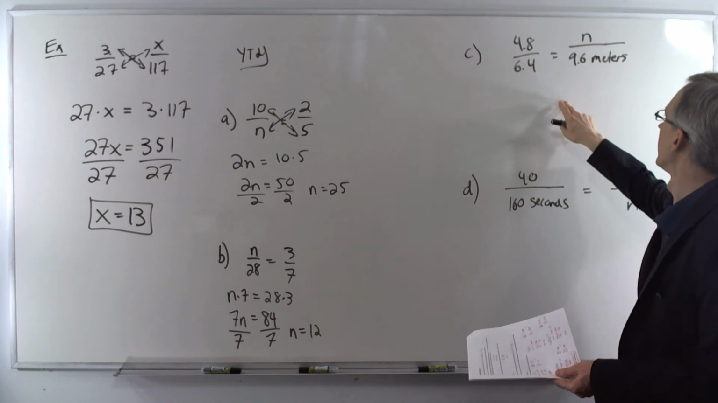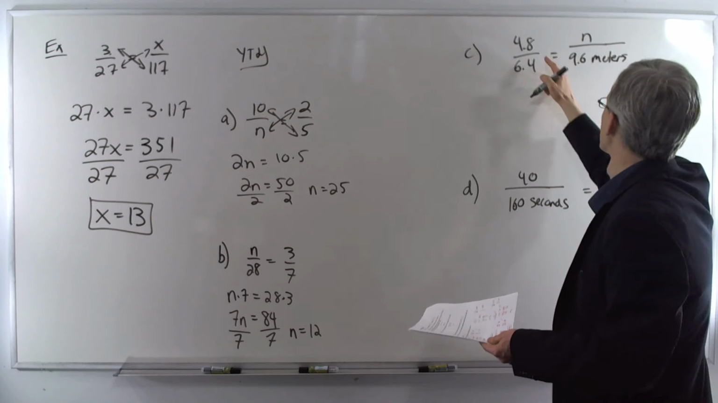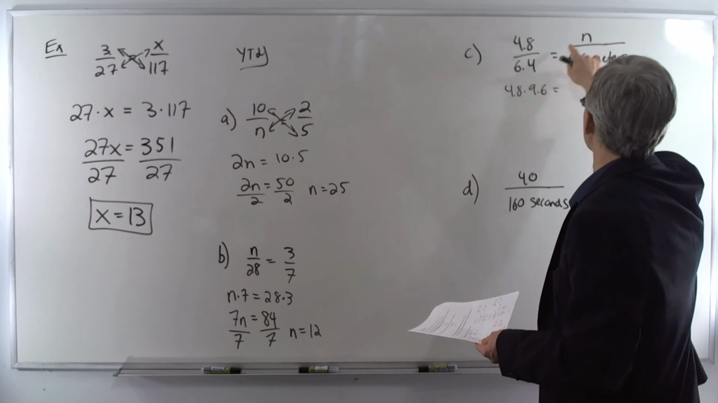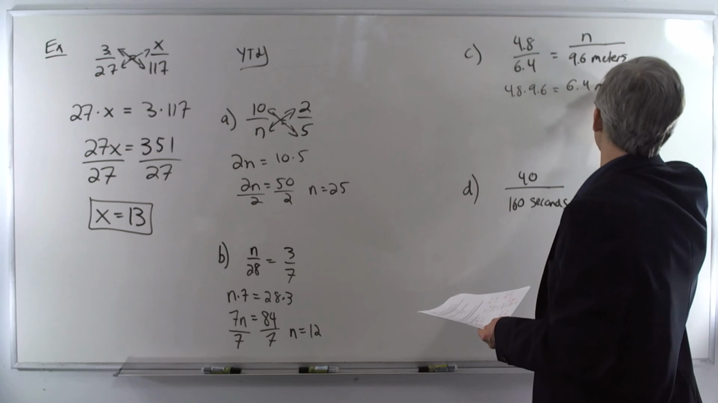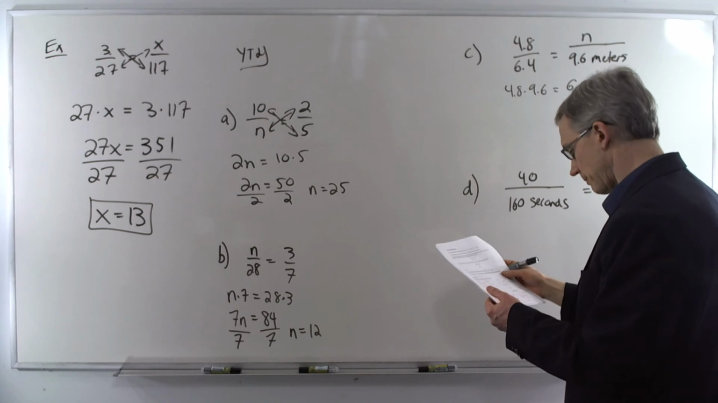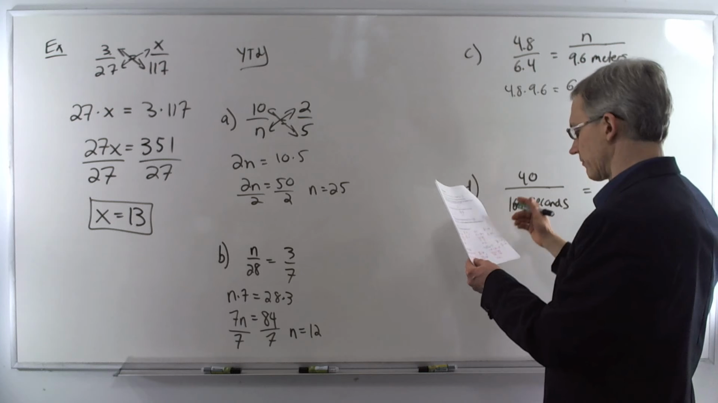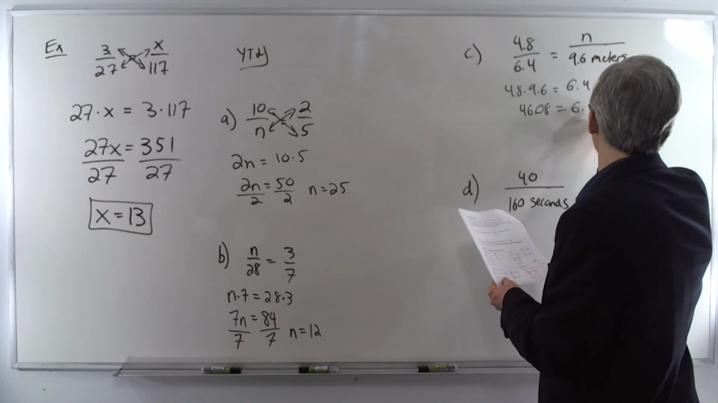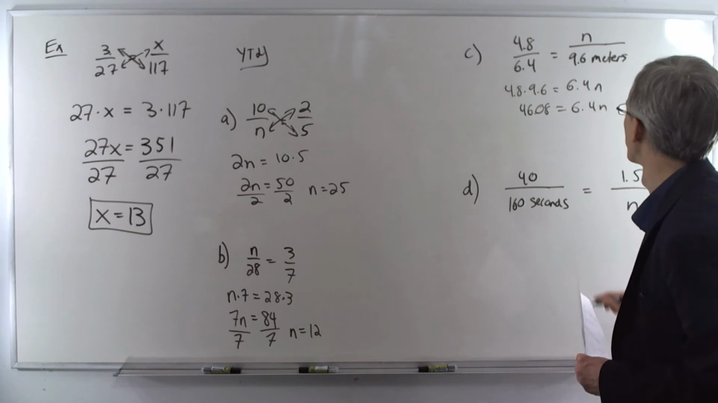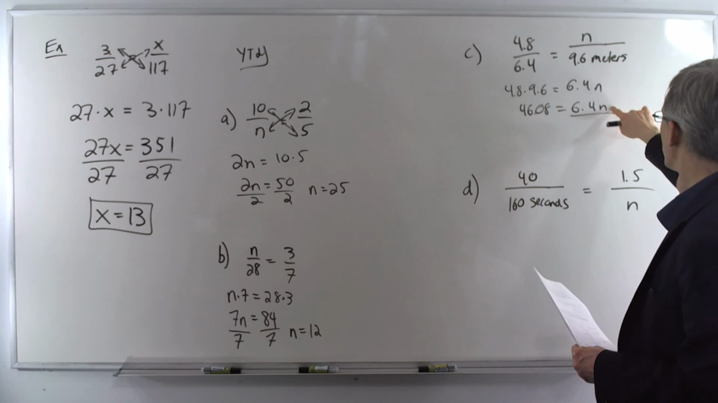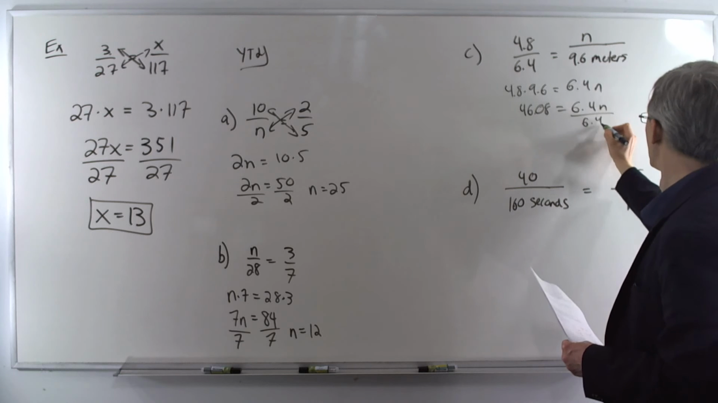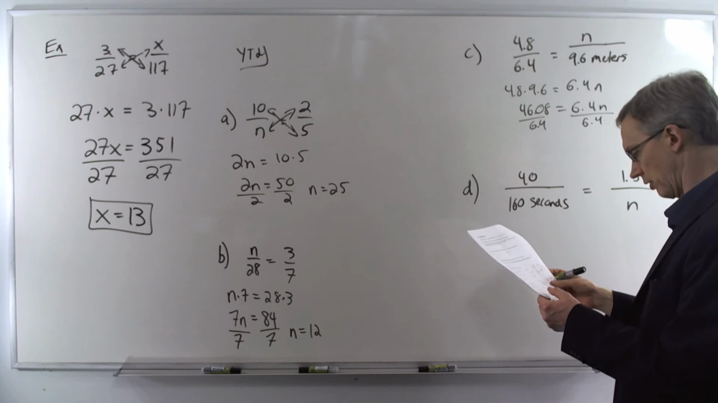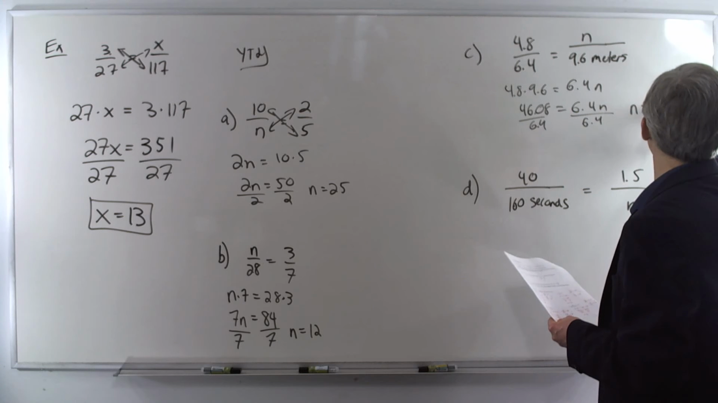All right, let's cross multiply. We got 4.8 times 9.6 equals 6.4 times n. When we multiply 4.8 and 9.6, we get 46.08 equals 6.4n. And then divide by the number next to the variable. And that gives us n equal to 7.2 meters.